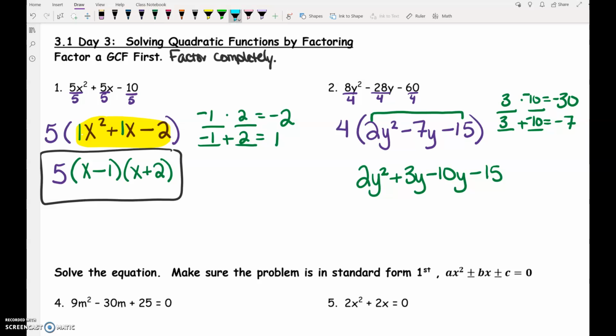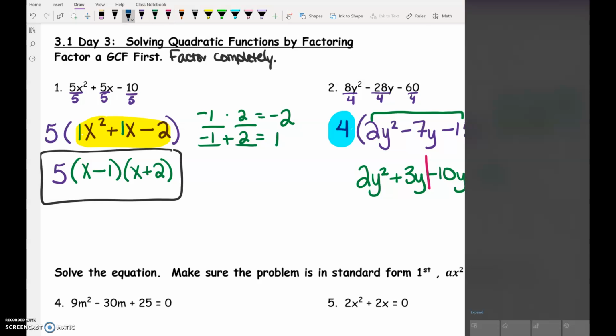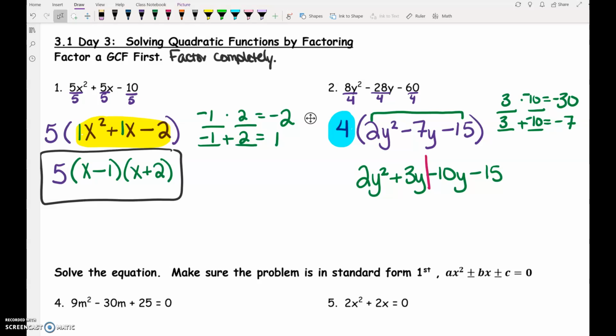Honestly, what I've done right now, I like to either circle or highlight that number in front just to say, okay, I know that there's a 4 there. We're going to save that for later. Let's deal with this factoring, and then we'll put the 4 back in front. Factor by grouping, we need to split this down the middle. What do 2y squared and 3y have in common? Y. And if we take the y out of both of those, we'd be left with 2y plus 3.